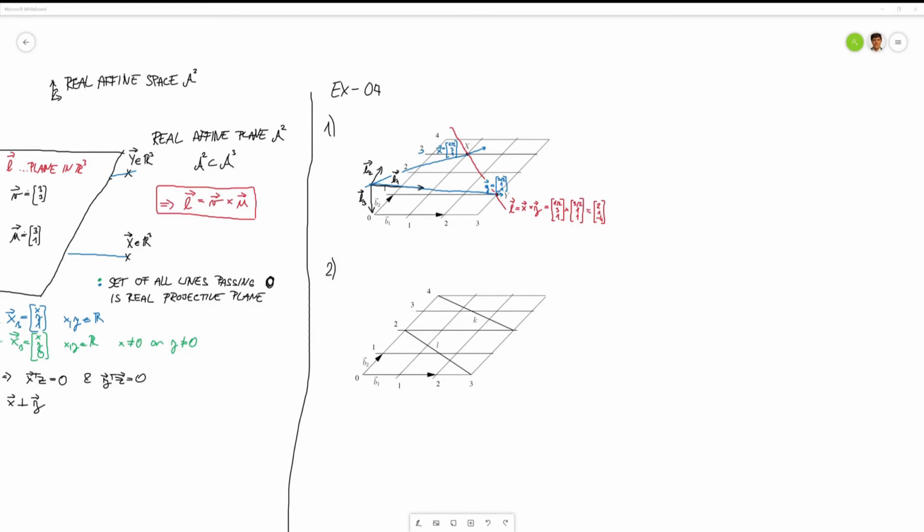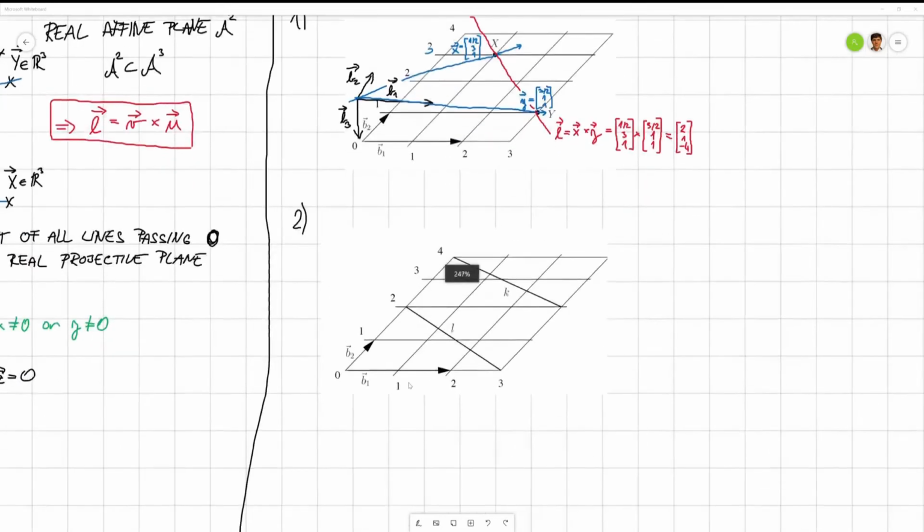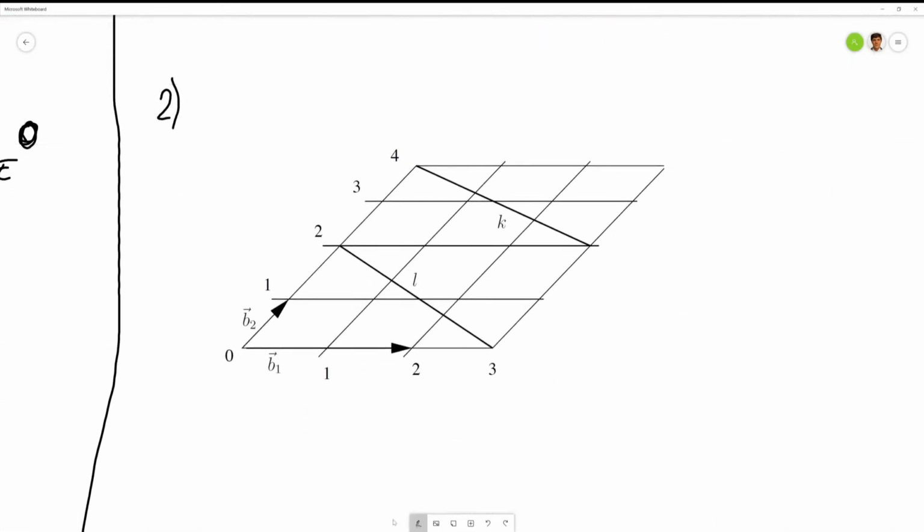In the second example, we have two lines in the real affine plane, L and K, which are parallel. We should extend this real affine plane to a projective plane and then find a representation of L and K and their intersection, a point in infinity, which is called the ideal point.